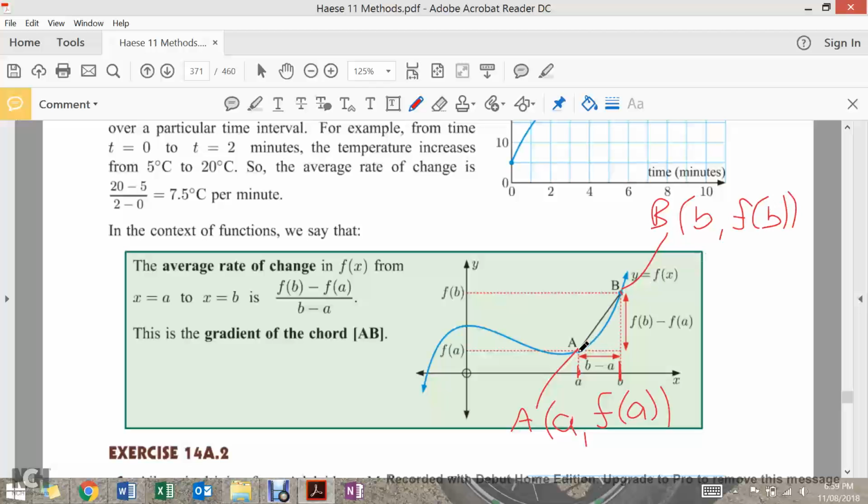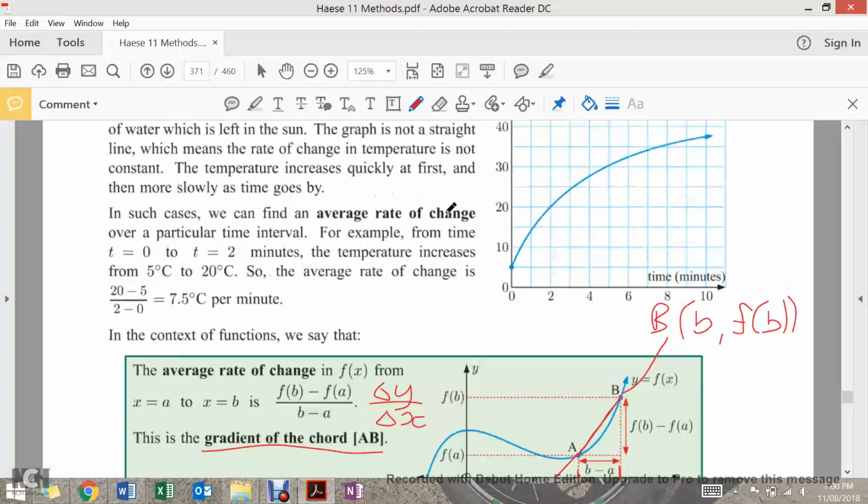Then we just get the slope between those 2 points. For those of you who have done vectors or slopes before, it's still just the y step over the x step. The y step is f of b take f of a. The x step is b take a. You plug it into your equation right here. So this is your slope equation, delta y on delta x, and that will get you the average rate of change between those 2 points. This is what we call the gradient of the chord AB. You just have to know it as the average rate of change between those 2 points.